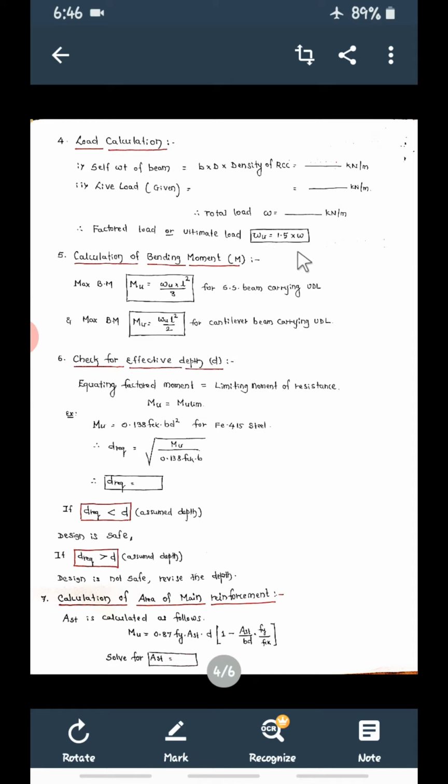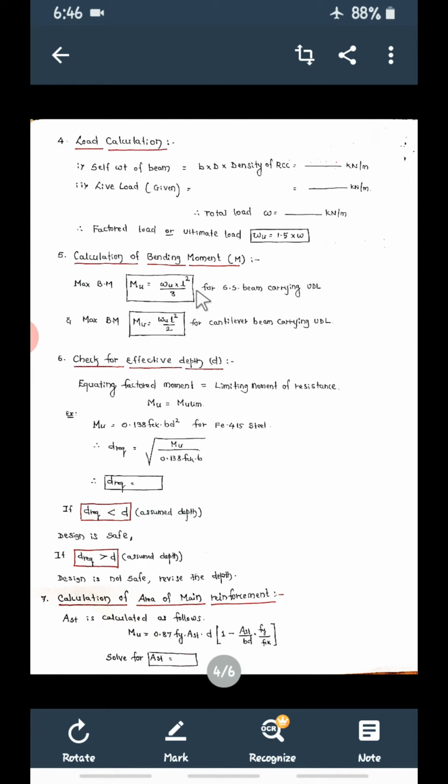Now for this load, what will be the bending moment? We are going to calculate it now. Now the calculation of bending moment, Mu, the ultimate or factored bending moment Mu. Now again you have to see whether this is a simply supported beam or a cantilever beam. If it is a simply supported beam, what is the maximum bending moment? WL square by 8.